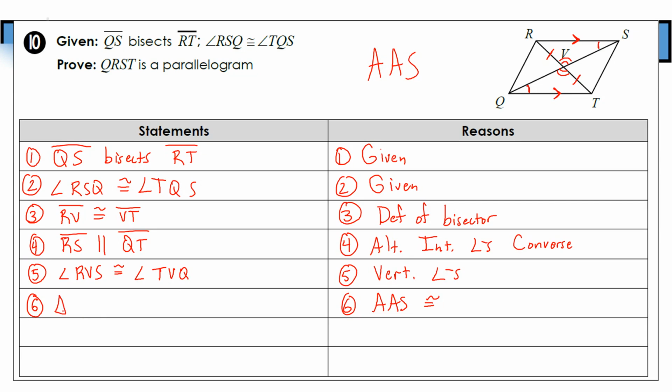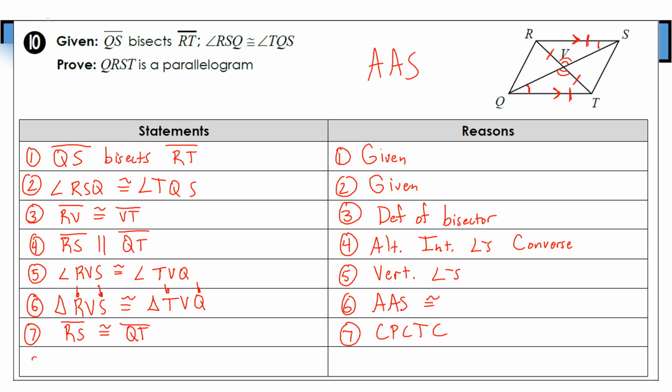We'll call the top triangle RVS. Triangle RVS is congruent to triangle TVQ. Now that we've done that, that allows us to say that RS is congruent to QT. RS is congruent to QT because if you remember, corresponding parts of congruent triangles are congruent. We can even check it. R and S, that's first and third letter. T and Q, that's first and third letter.